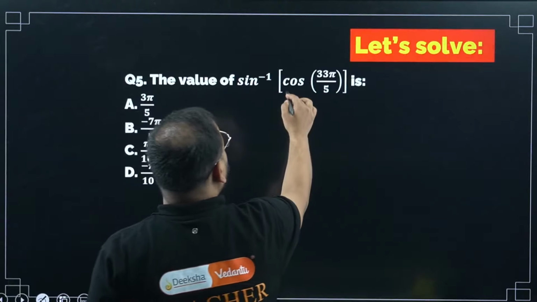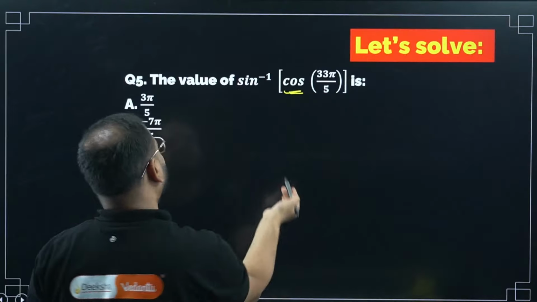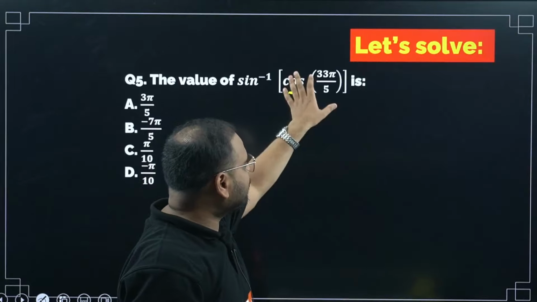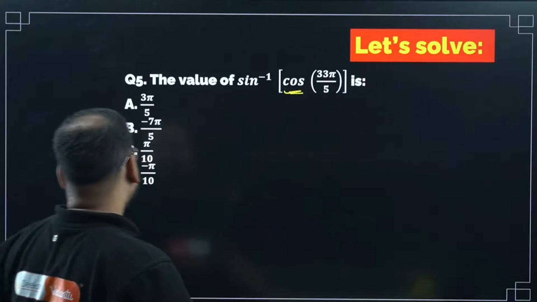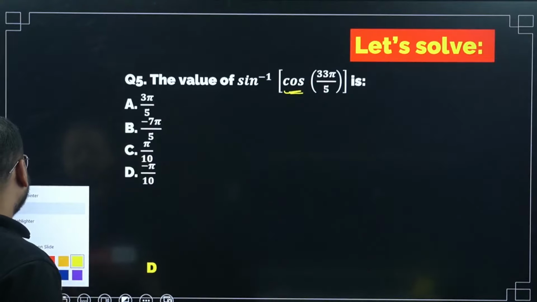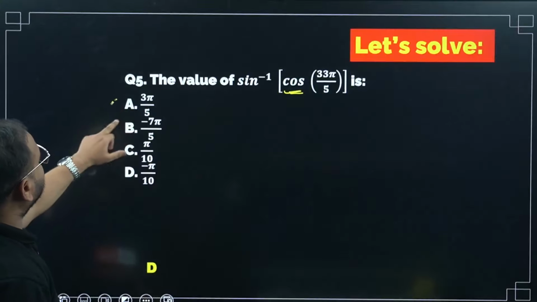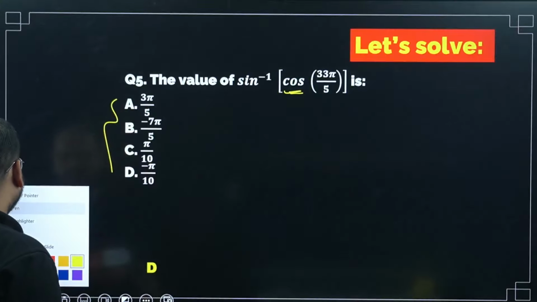Means we have to simplify this part, because sine will not work on cos. Sine inverse of sine has to be there. So somehow I have to get it in terms of sine only. Let's check it out. The options are given here; we'll use them later, but right now let's solve the question.